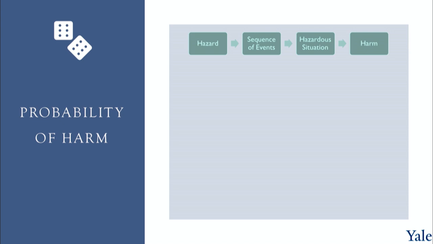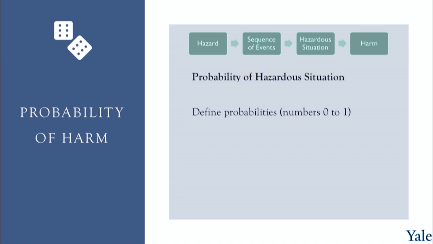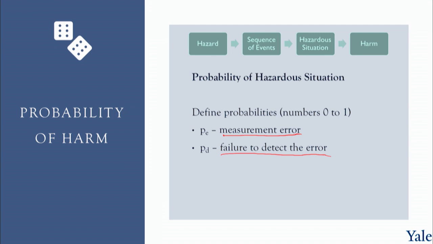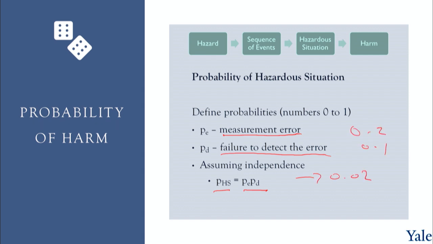Again, here's my chart here. Let's compute the probability of a hazardous situation first. So we define probabilities, and we're going to have a lot more to talk about this in week 9 of this class, as numbers between 0 and 1. 0, the event will never happen. 1, the event is certain. And let's say P_M is the measurement error, the probability of our software giving the wrong number. And P_D is the failure of the human in the loop to detect the error. Now, if those things are independent, the probability of a hazardous situation is the product. So if this thing is 0.2 and this thing is 0.1, now suddenly we have 0.02 or 2% of having this kind of situation happen.